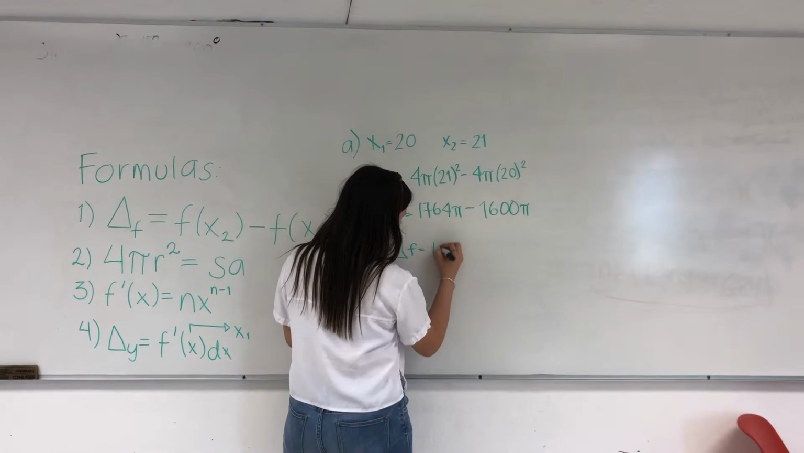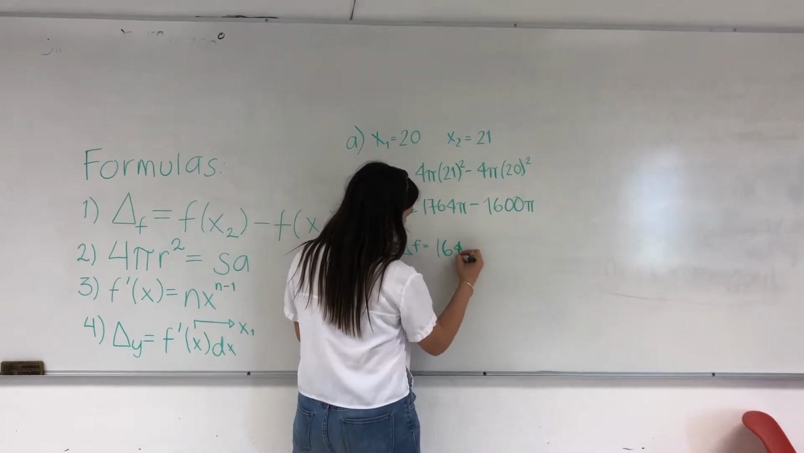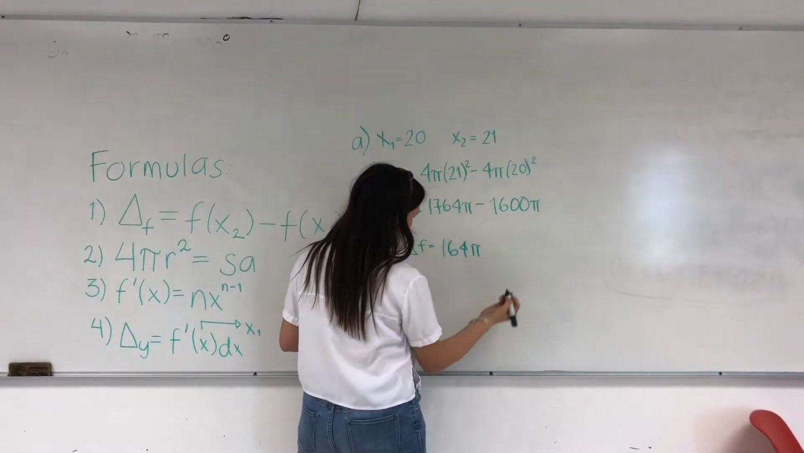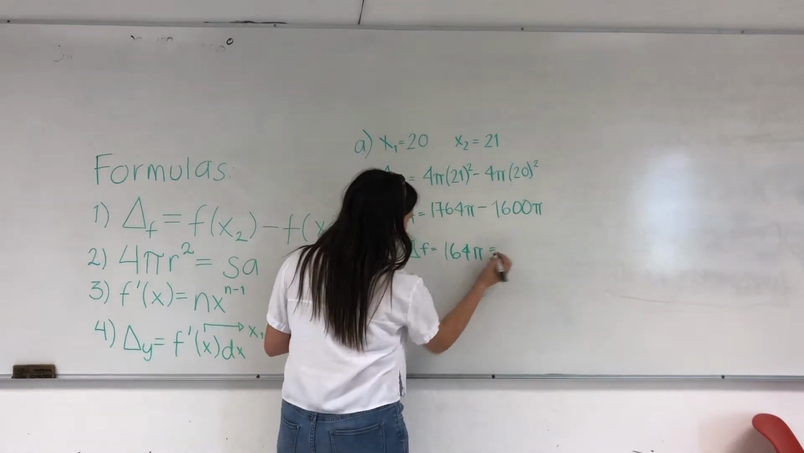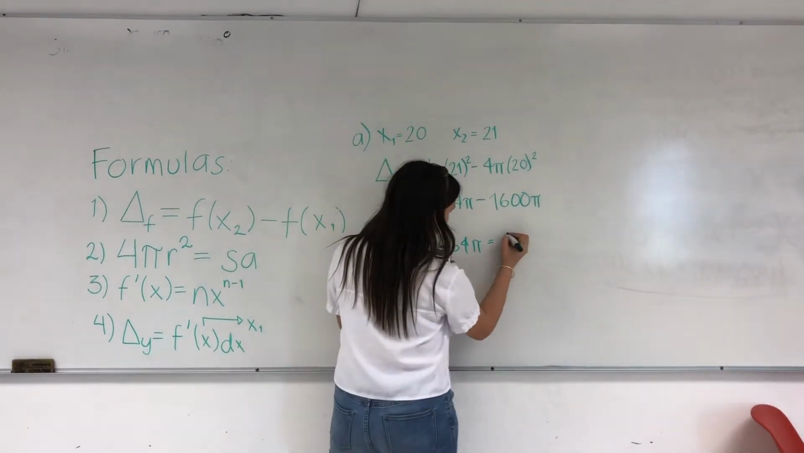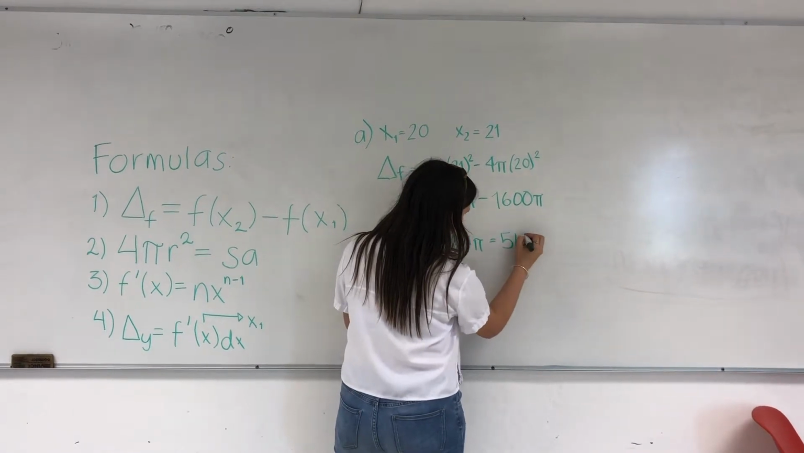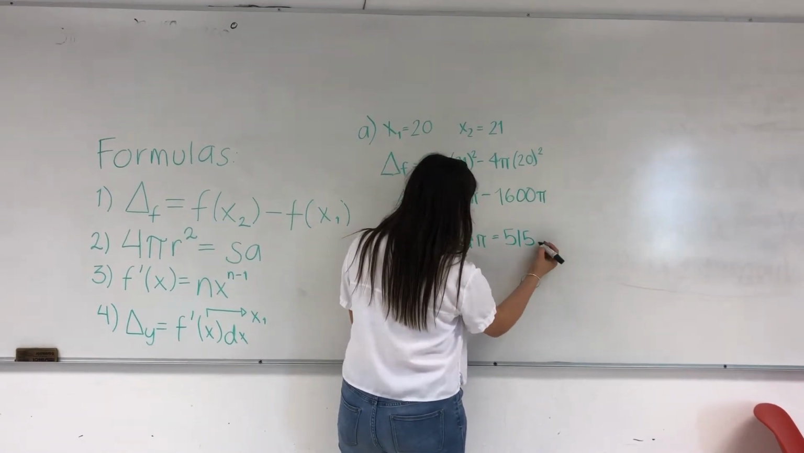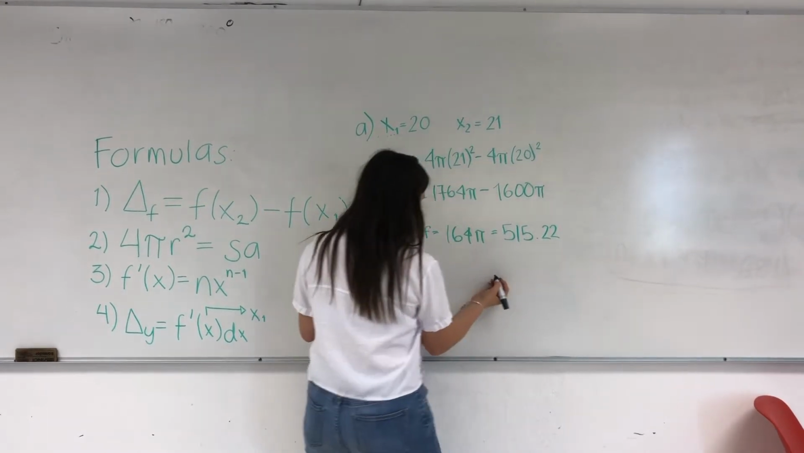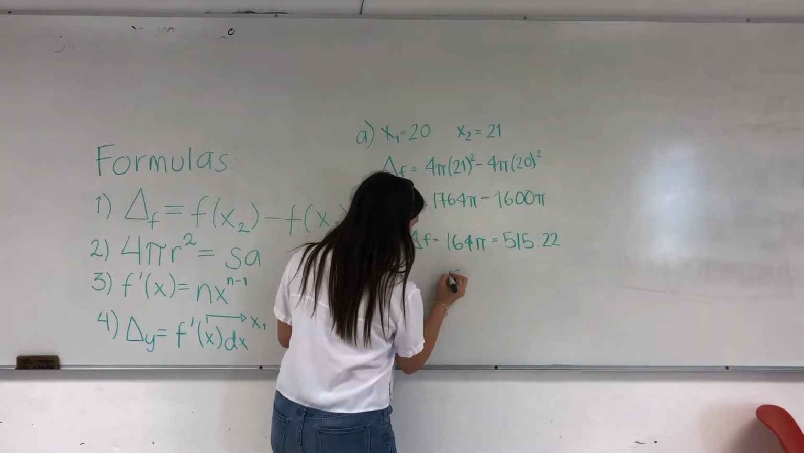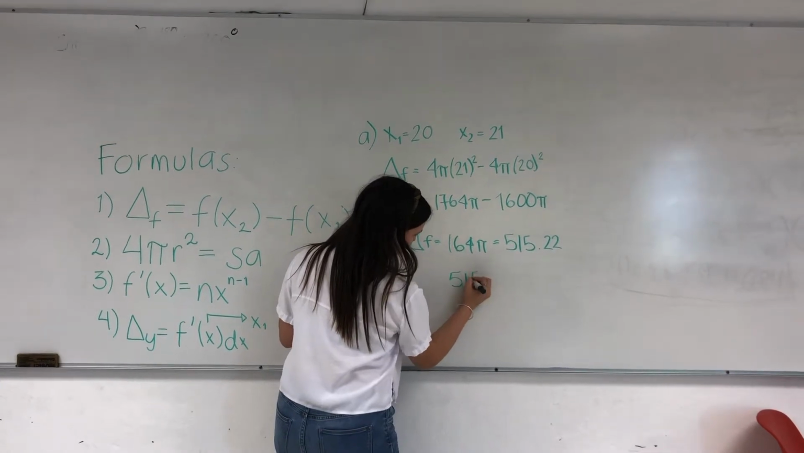We subtract both values in the calculator and we get that the final answer is 164 pi, which is equal to 515.22. But the problem says that we round to the nearest integer, so we leave the answer as 515.